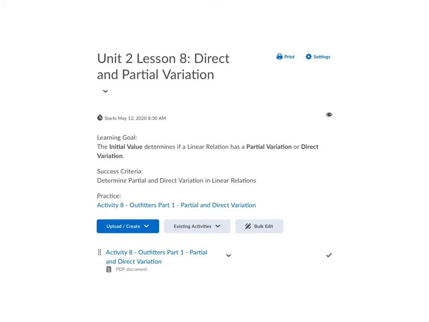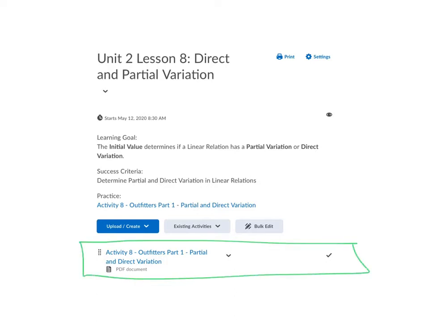On our hub page, you can access this document right here, and it will be the option directly above the video that you're watching now.